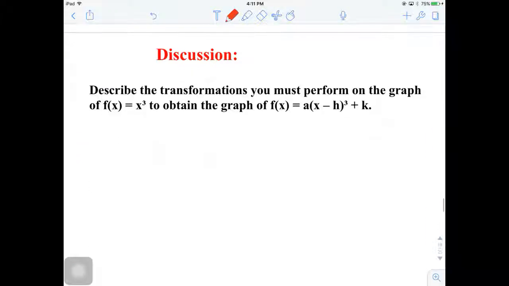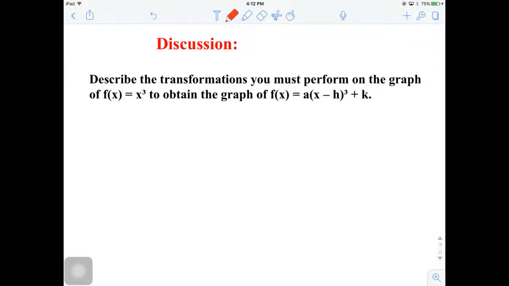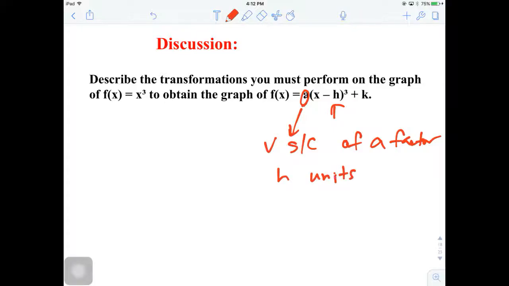Let's take a look at the discussion problem. The discussion question says, describe the transformations you must perform on the graph of f of x equals x cubed to obtain the graph. So this is just to describe generally: a is going to give you a vertical stretch or compression by a factor of a, so you're going to describe that. And then h is going to be h units shift left or right. And then k is going to be k units up or down. So those are just general descriptions of the transformations.